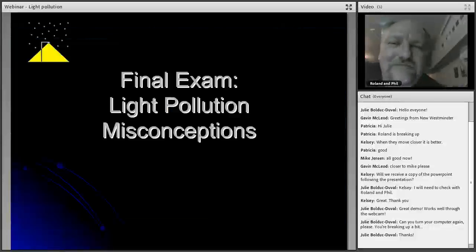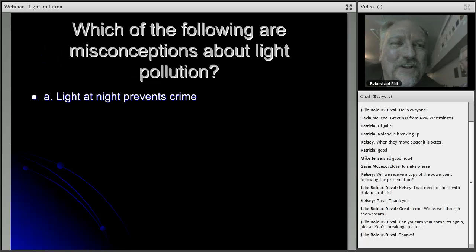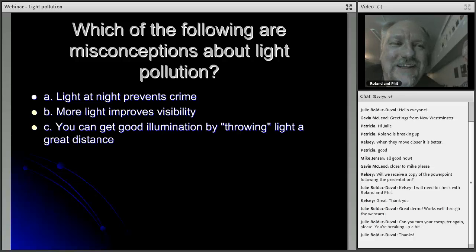All right, we're at the end almost. Final exam time. Light pollution misconceptions. Let's go. So which of the following are misconceptions about light pollution? So here's your first choice. Light at night prevents crime. More light improves visibility. You can get good illumination by throwing light a great distance.